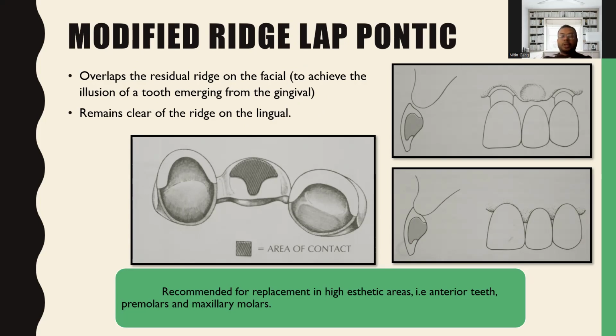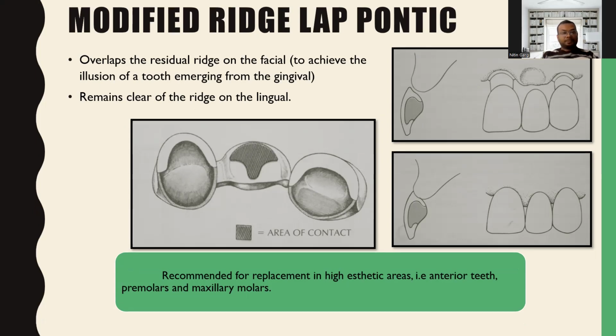Now, on the lingual side, what makes it different from the normal ridge lap or saddle type is that it remains clear of the ridge on the lingual side. If you can appreciate this in the diagram, this is the buccal or the facial part, which is the area of contact with the residual ridge. These types of Pontics are usually recommended for replacement in high aesthetic areas.